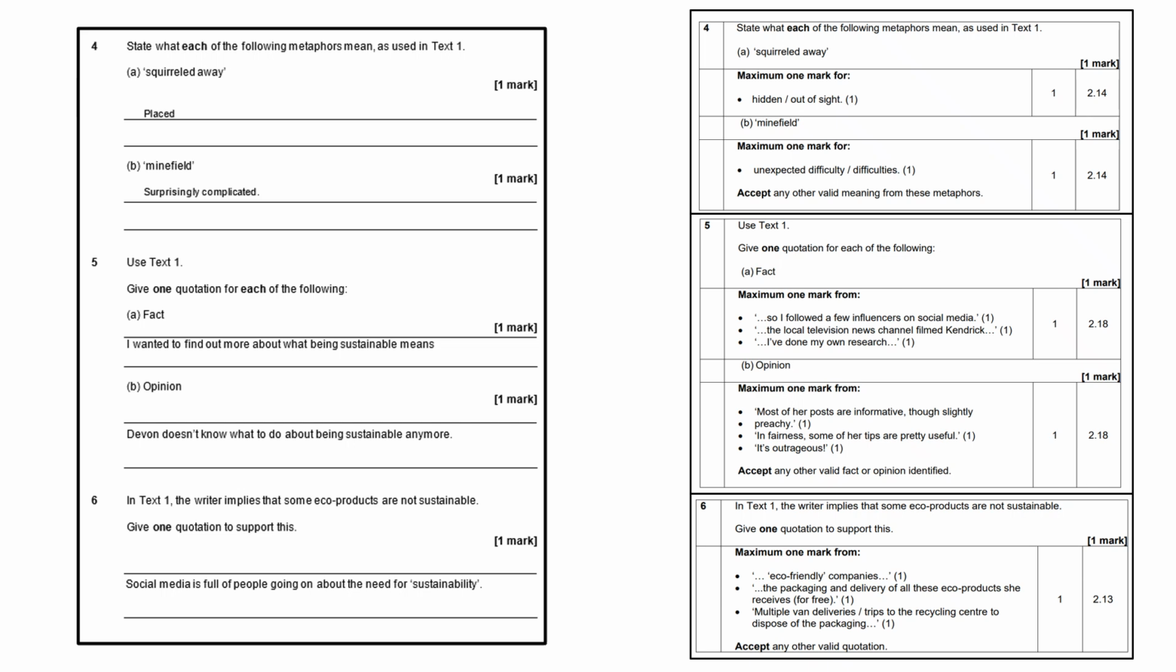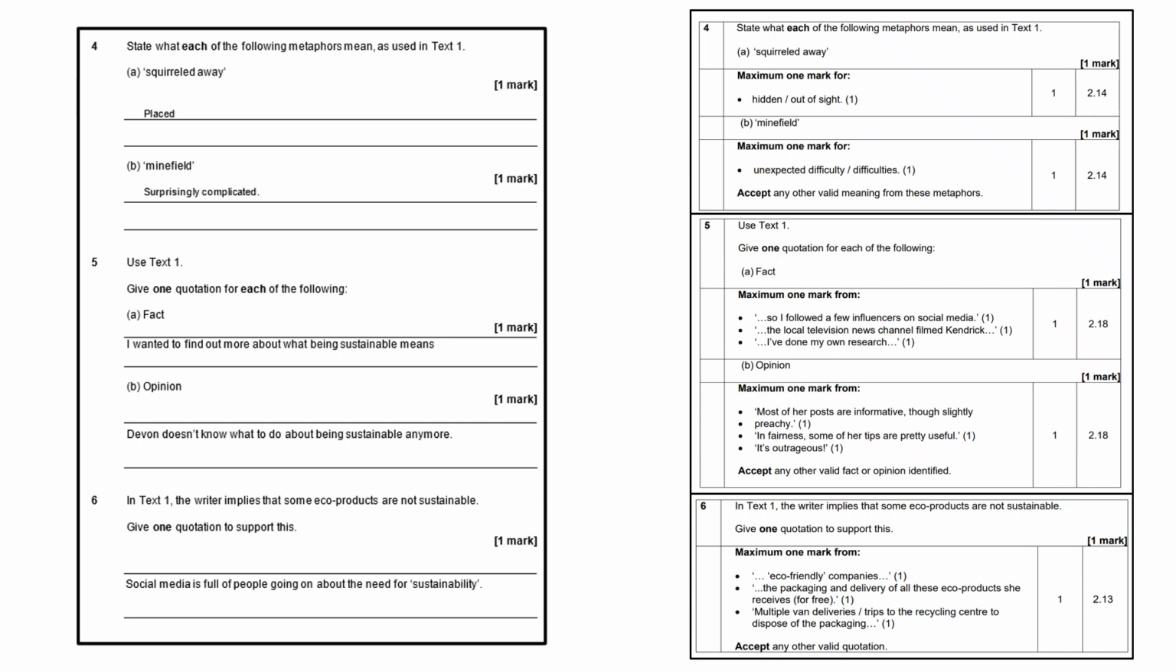So question 4 requires the learners to interpret language features. And at level 2, the learners may be asked about any of the following features: alliteration, humour, hyperbole or exaggeration, imperative, metaphor, rhetorical question, rule of 3, short sentences, similes, slang, colloquialism, statistics. In this question, learners are asked to explain the meaning of 2 metaphors, squirreled away and minefield.